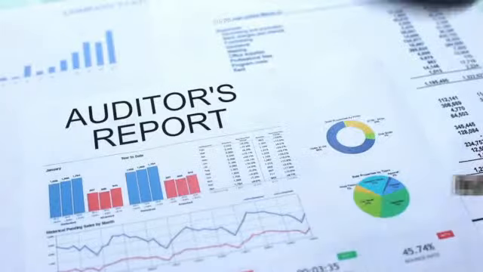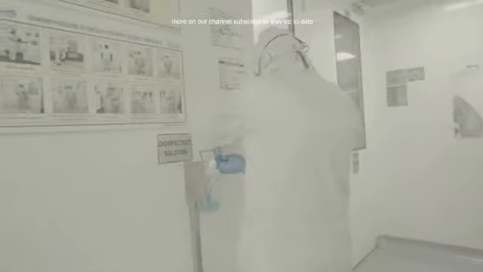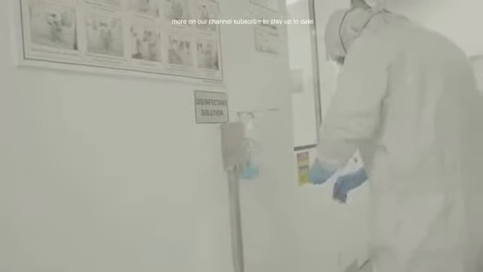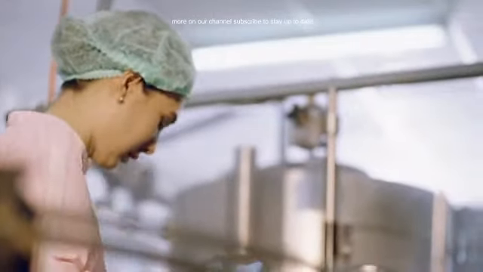Golden rule number 6, train and develop staff. People are the most valuable asset in a pharmaceutical company, and their knowledge and skills are critical to maintaining GMP compliance and product quality. This golden rule emphasizes the necessity of a comprehensive and ongoing training program for all personnel whose activities can impact product quality. Training should cover general GMP principles, relevant regulations, specific SOPs for their job functions, hygiene requirements, and the importance of reporting quality issues. Training must be documented, and the effectiveness of the training should be assessed.